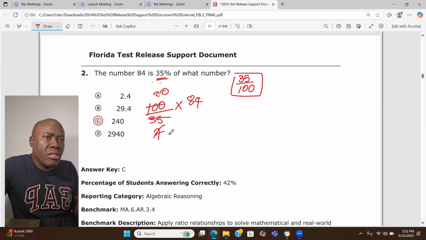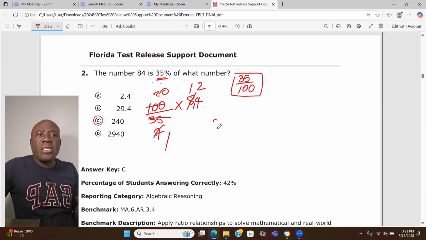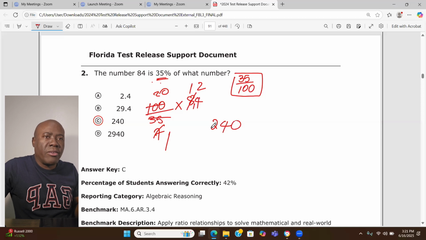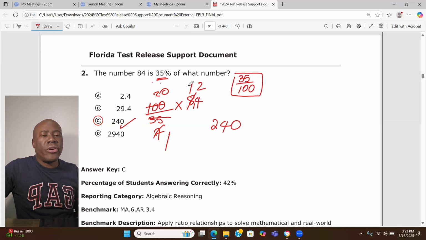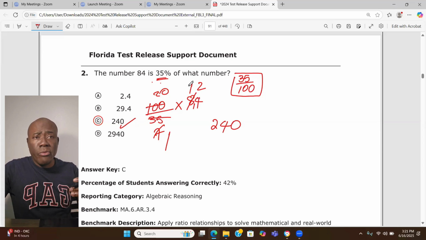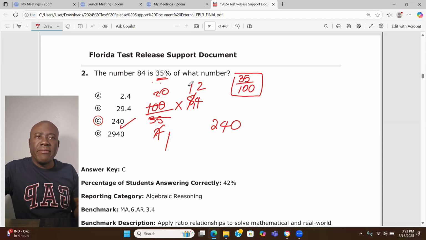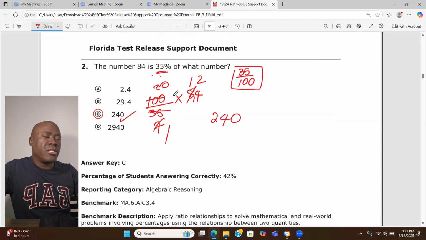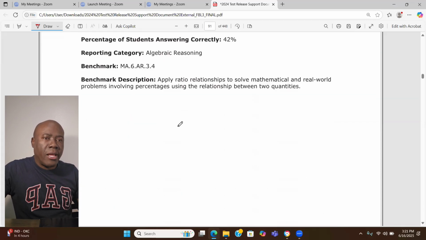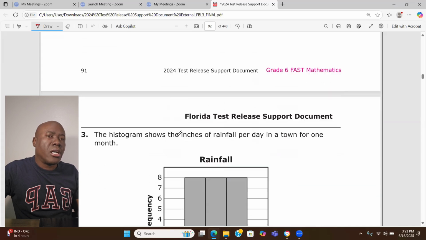5 into this goes 7. 5 into this goes 20. 7 into itself 1. 7 into 84 goes 12. So 20 times 12 will give us 240, and that's why this is the answer. So if we have a percentage of a number and we want to find that original number, all we have to do is reciprocate the percentage and then multiply by the number, and it takes us to the original.